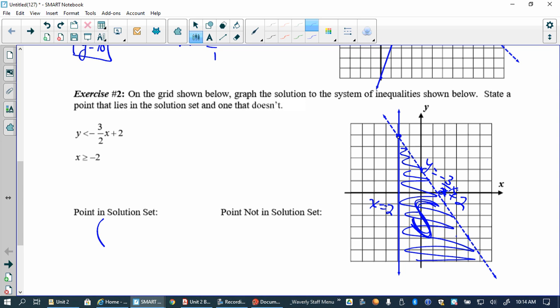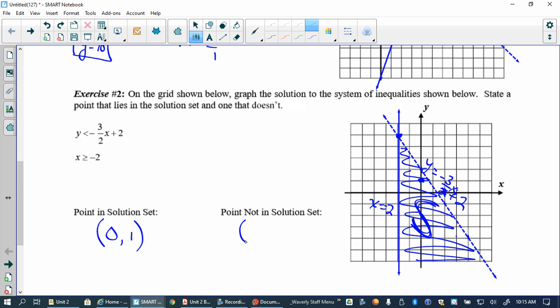What about negative 4, negative 4? No. That point is not in the solution. Negative 2, 1, 2, 3, 4, 5, is that what you said? That's not in the solution set, because it lands on the dotted line, and so it's not included. Okay? It's like an open circle, right?